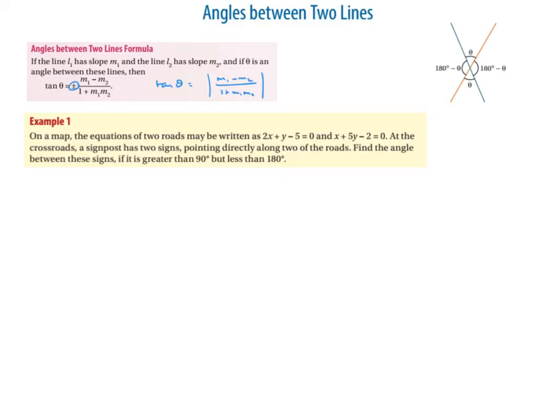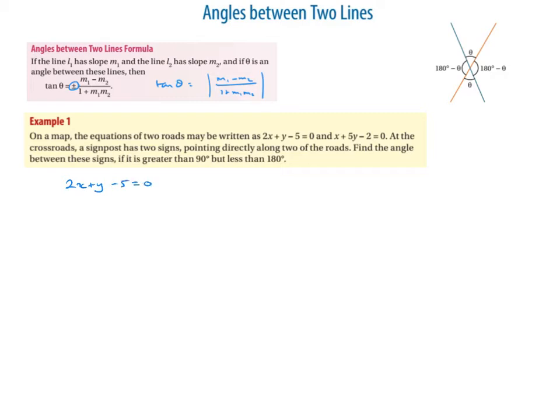It says, on a map, the equation of two roads may be written as 2x plus y minus 5 is equal to 0, and x plus 5y minus 2 is equal to 0. At the crossroads, the signpost has two signs pointing directly along the two roads. Find the angle between these signs if it's greater than 90 but less than 180. So we're looking for the obtuse angle here, i.e. the larger angle. Okay, so the first thing we do is we write down the two equations.